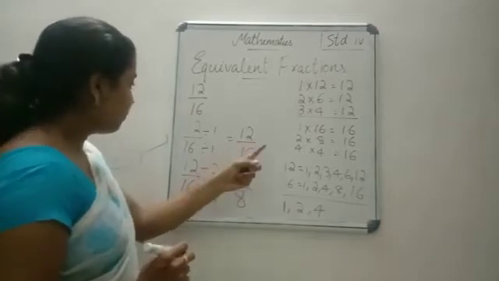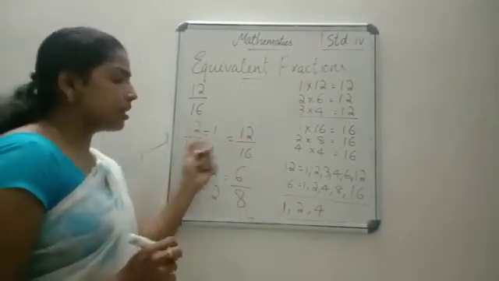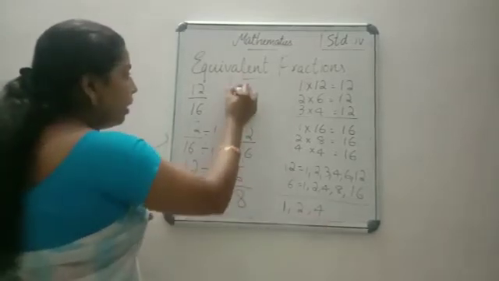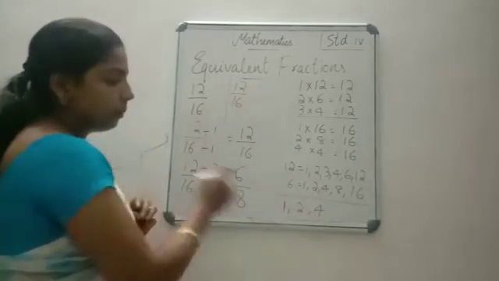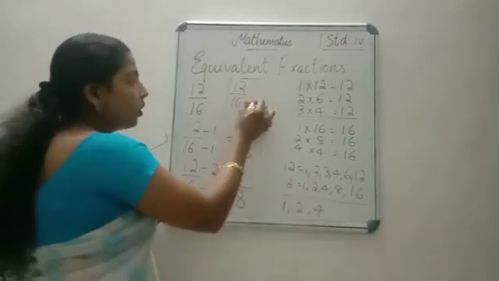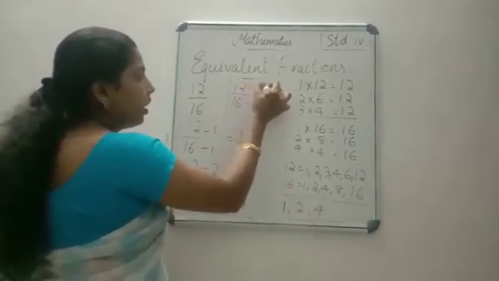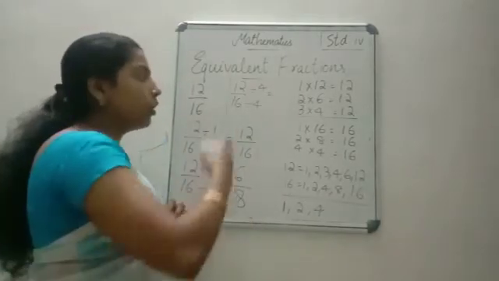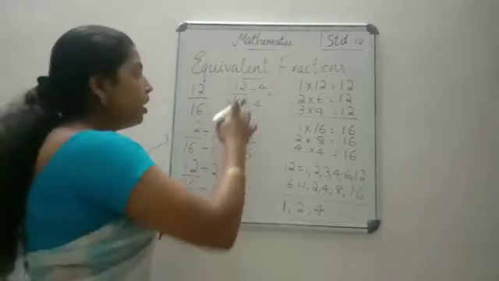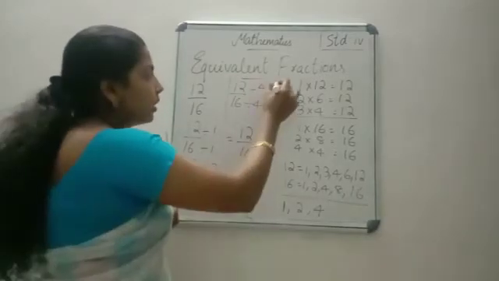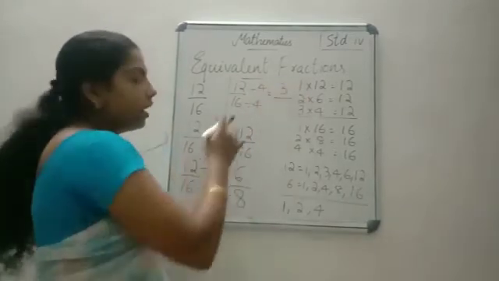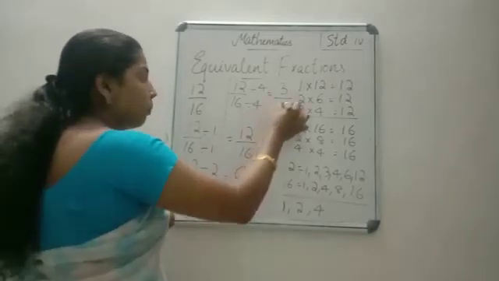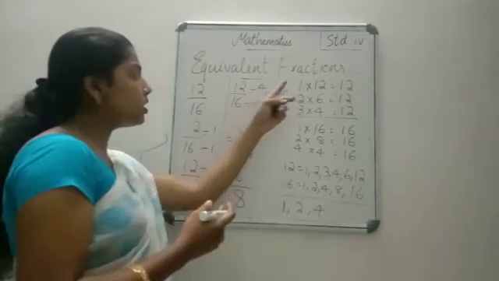Now next with 4. 12 by 16. We have to divide the numerator and denominator with 4. 12 divided by 4. If you want, you can do it in the working column and check the answer. 12 divided by 4 is 3, and 16 divided by 4 is 4. So our new fraction is 3 by 4.